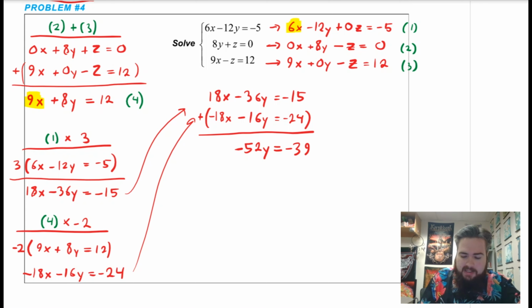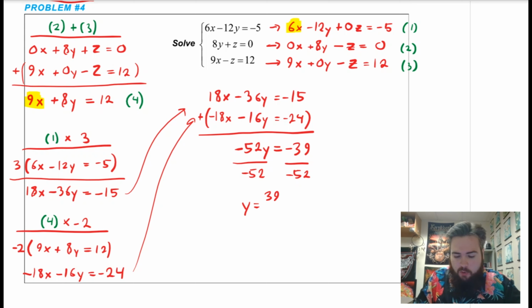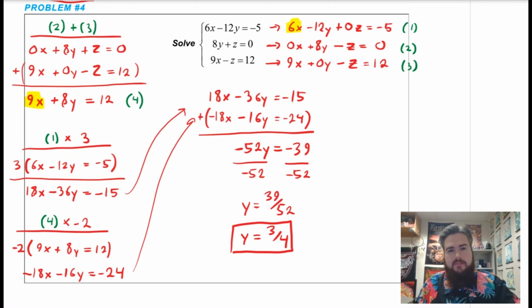Then I can get y by itself by dividing by negative 52. This will then give me y equals 39 over 52. Or if you simplify that, which you can use a calculator for if you need to, both 39 and 52 have a common factor of 13, so this will simplify to just y equals 3 over 4. Using that, we then should be able to plug that into some of our original equations and solve for the missing variables x and z.